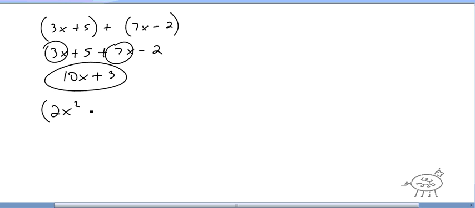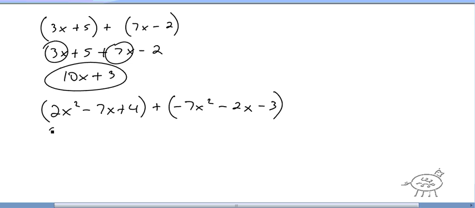2x squared minus 7x plus 4 plus negative 7x squared minus 2x minus 3. All right, so there's a plus there. You basically just get rid of the plus. And our new problem is just 2x squared minus 7x plus 4 minus 7x squared minus 2x minus 3. And then we combine like terms.